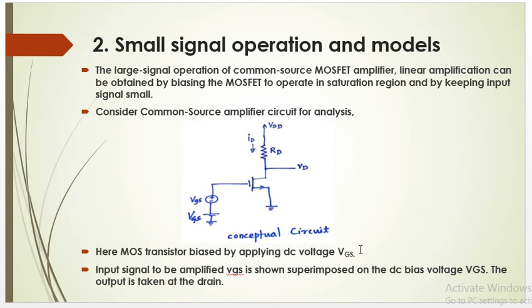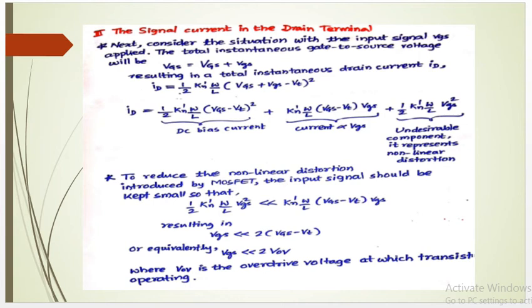Please concentrate on the notation. VGS here is a capital letter, which indicates that it's a DC source. The input signal to be amplified, vgs, given from, say, a function generator, is shown superimposed on the DC bias voltage VGS. So this gs should be a subscript, like this notation. The output is taken at the drain. The signal current in the drain terminal, if I analyze, we know that.